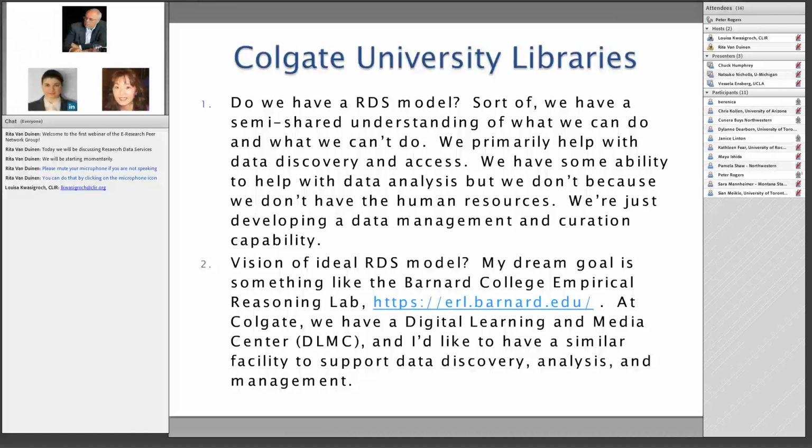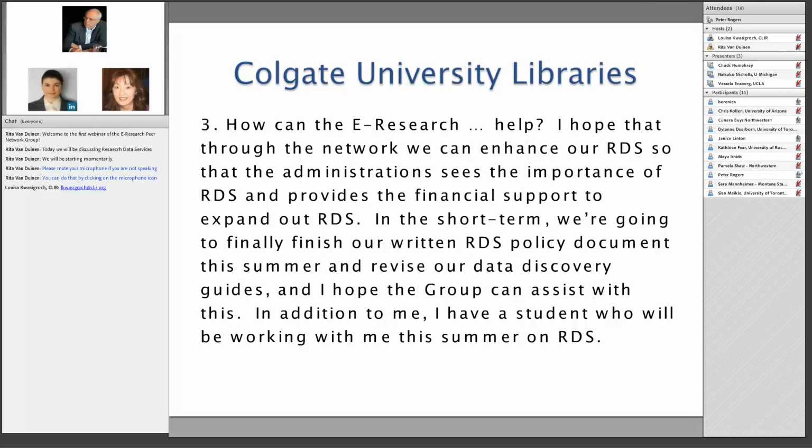I think there was a second slide that I sent in. Yes. How can the e-research network help? There are two dimensions. One is to use the resources here to make a case to those who live above us, literally, in Colgate, because we're on a hill, so the administration is on the hill above us, to provide the support we need. And I'm actually in the process of writing the research data services policy, so I'll probably use this group as a sounding board for that. So I think that's my points. Thank you very much.